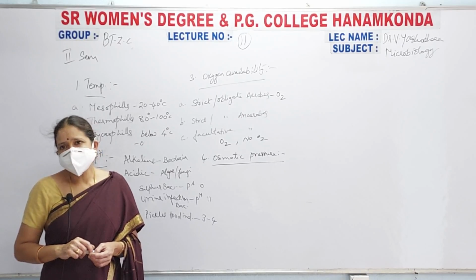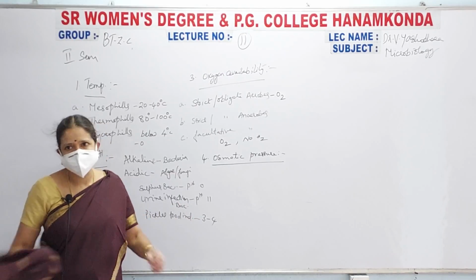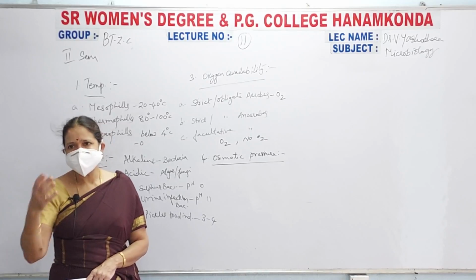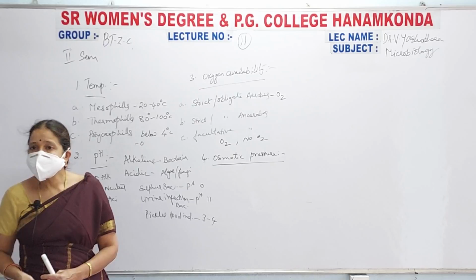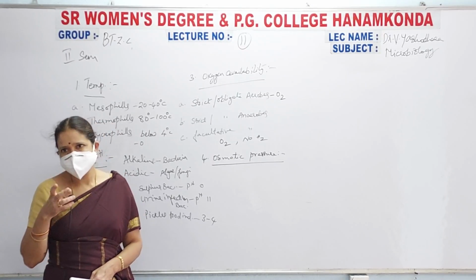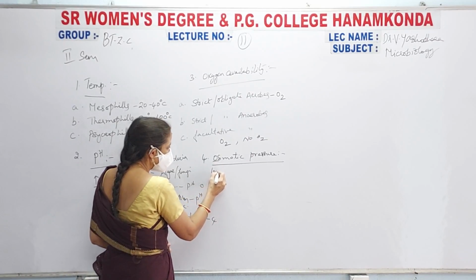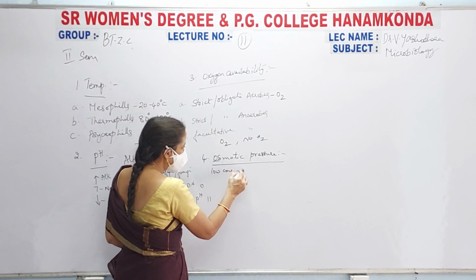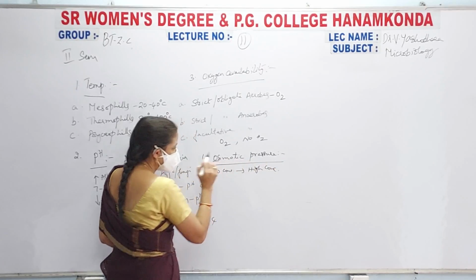The movement of solvent or solution from low concentration to high concentration is called osmosis. All of you must be knowing. For that, see here, O sounds like low. So, it is low concentration to high concentration. This is known as osmosis.